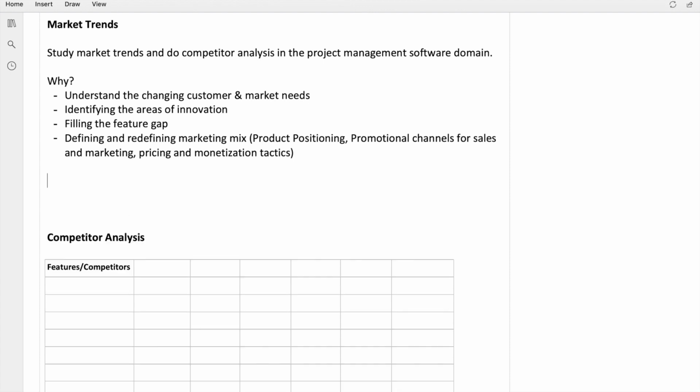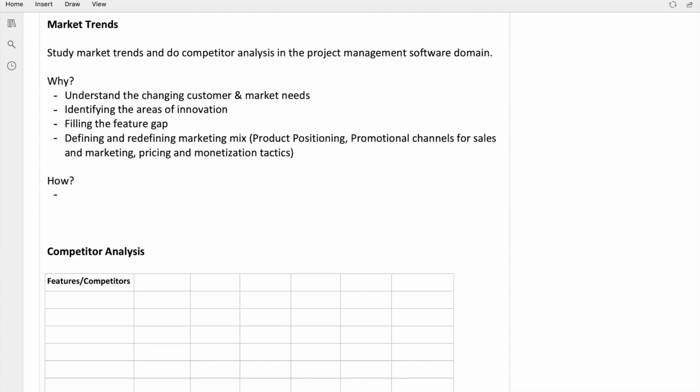So now let us understand how we should go about doing this. Where do we go? What sources should we seek to do market trend analysis and competitor analysis? So the first source, and probably a very credible source, are market research reports from top analyst firms like Gartner, Forrester. So Gartner and Forrester, these people do a lot of market research and analysis to define market trends.